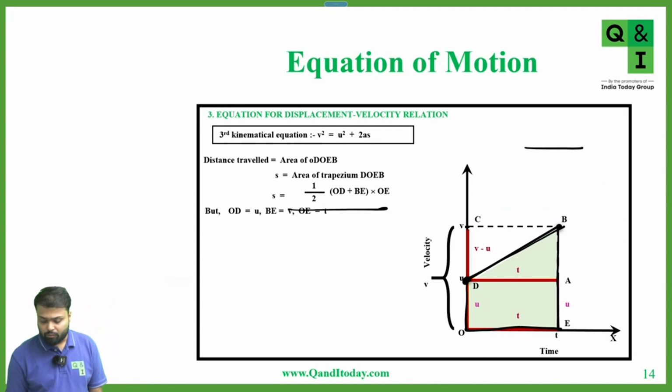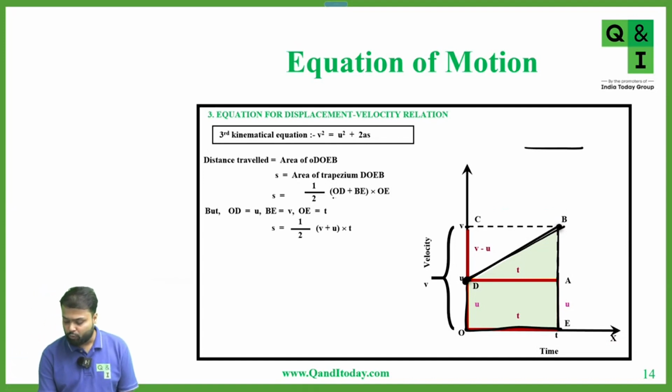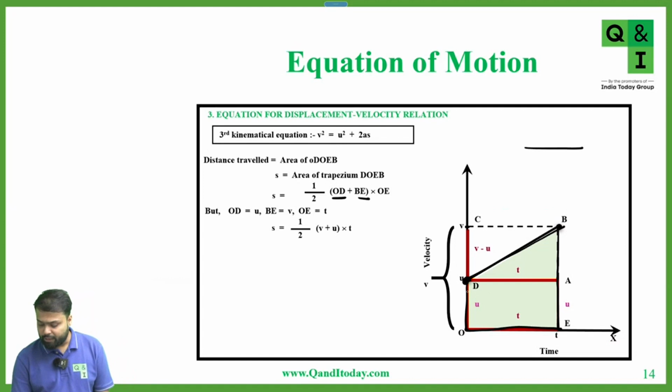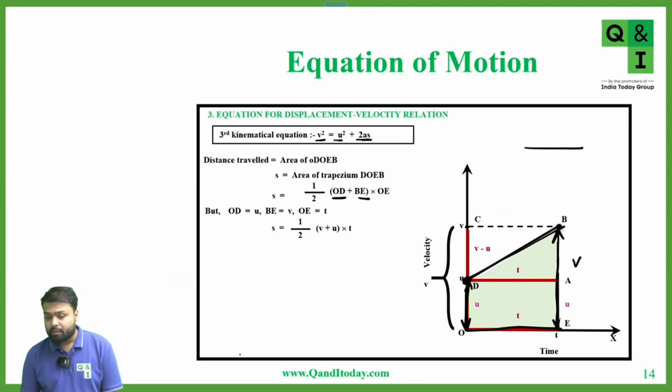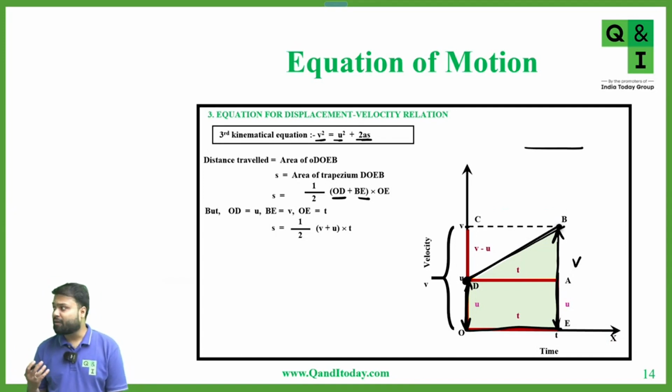Now we put the values of all the OD, BE and OE. If you put the values, you will get S is equal to half OD plus BE. Now here what is OD? This length is U. Now BE is the total length, this total length is V. Yes or no? This is the final velocity of the body. Now see here, in the third equation of motion there is no time, there is no variable of time here.